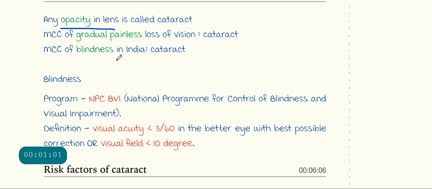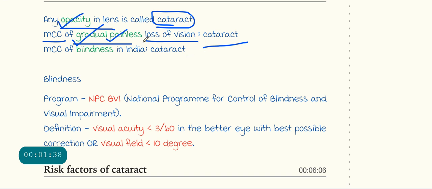So basically there would be an opacity if anything got deposited or accumulated in the lens, and this phenomenon is known as cataract. The most common cause of gradual painless loss of vision is cataract. So we can conclude from this line that cataract is a painless condition, and it sets in gradually, with a loss of vision or opacity.